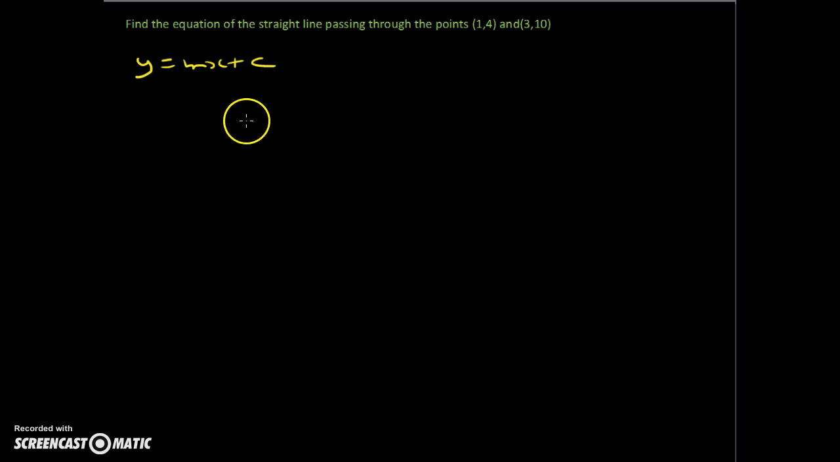y = mx + c. Now, it's a general equation. To find a more specific equation, we've got to find m, the gradient, and we've also got to find c, the y-intercept. So the gradient first of all.